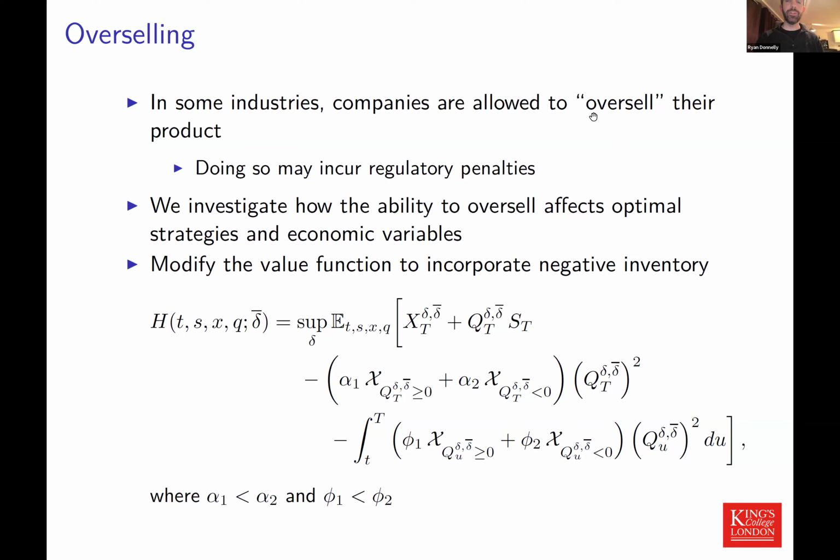And we are interested in figuring out, especially when it comes to these socio-economic variables, how the ability to oversell changes what we saw there. So how does the ability to oversell change these economic variables? What we've done here is briefly modify the performance criterion. Essentially, we treat negative inventory differently from positive inventory, both in terms of the terminal penalty and in terms of the running risk penalty.